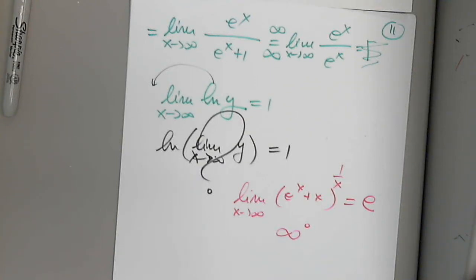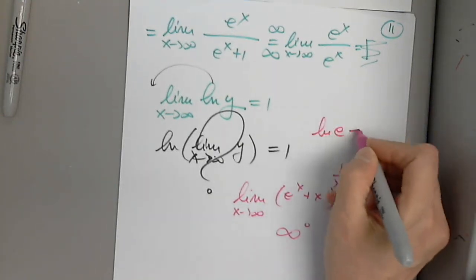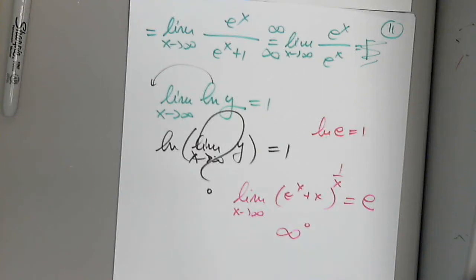Yes? Vanessa? Because natural log of e is 1. Okay, is that just like a number? There is no other number whose natural log is 1. Yes, so natural log of e is 1. So therefore, this limit must be e. Very good, good pick.